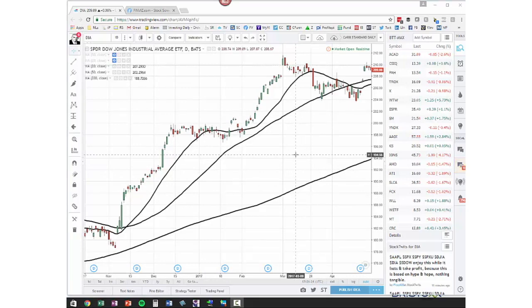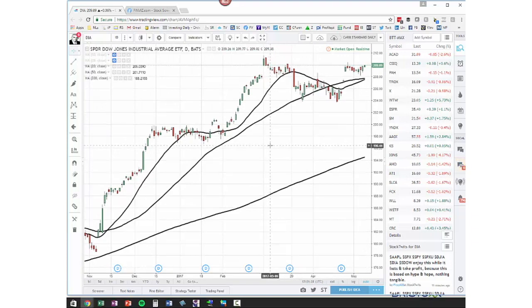Now, with these averages in place, let's move back a little bit. With these 3 averages in place, there are several things that they will tell us about the chart that we can't really get from the price alone. I mean, we can, but the moving averages act as confirmation of what we're actually seeing in the price.